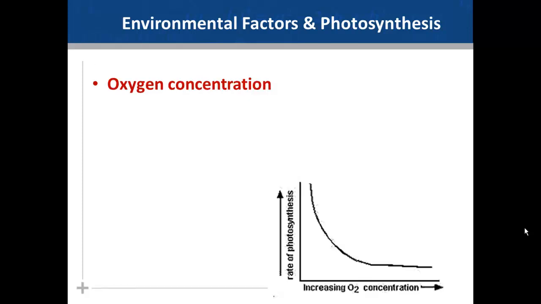Oxygen concentration is another environmental factor that affects photosynthesis. So let's take a look at this graph and figure out what it's telling us before we reveal anything. As we see on the x-axis, the amount of oxygen concentration is increasing as we move from left to right, and the rate of photosynthesis is also increasing as we move from bottom to top. So what is the effect of increased oxygen concentration on the rate of photosynthesis? Well, it's an inverse relationship.